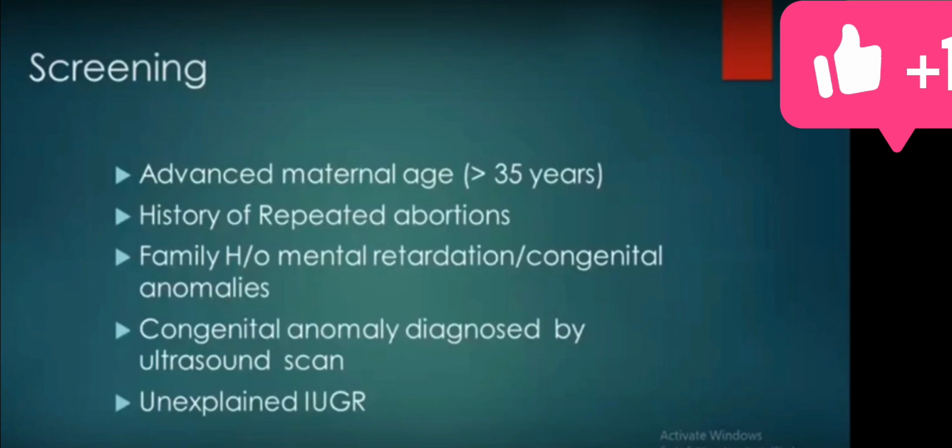Ultrasound screening is given more importance based on maternal age. If the lady is older than 35 years, the screening test is important, or if there is a history of repeated abortion, or if both partners have a family history of any congenital anomaly or mental retardation, or a previous baby with any congenital anomaly. These patients have to undergo a thorough screening for aneuploidy or even an anomaly scan.